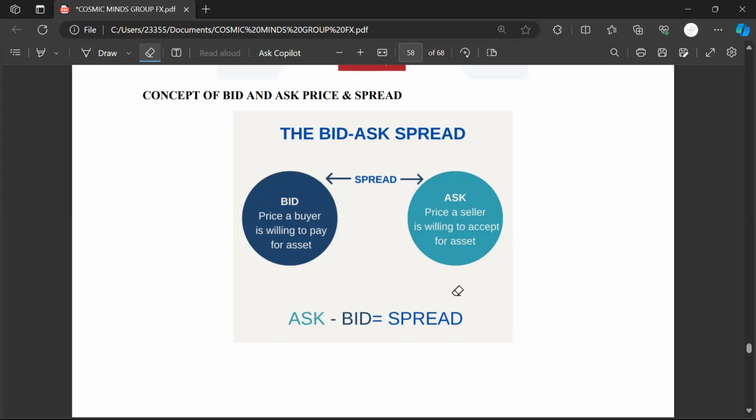So in simple terms, when you say the ask price, let me take it from here first. Ask price is the price a seller is willing to accept for an asset. If I'm selling something, I have the price that I want to be accepted. I have the price at which I want to sell that product. If anybody comes with less money than that, I will not be willing to sell. So the ask price is from the seller.